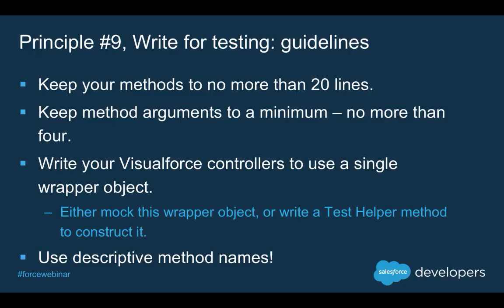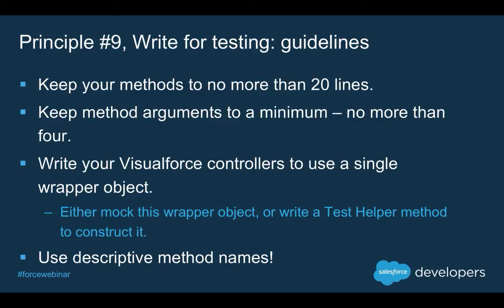You want to keep your arguments to a minimum, no more than 4. If your method takes more than 4 arguments, then you're going to have a problem getting it under 20 lines, just dealing with the parameters. But if you keep your methods to a minimum, your arguments to a minimum, when you're writing these tests, even if you need to mock something, it's pretty easy to inject a mocked object into that method call and test it pretty easily.